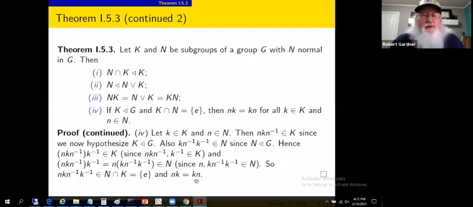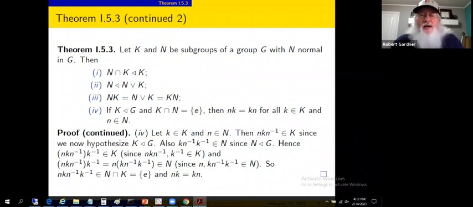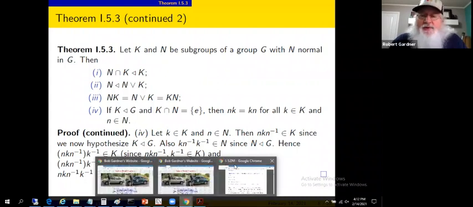That's the commutativity. We chose arbitrary k's and n's in the first line. We've drawn this conclusion, making big use of the normality hypotheses. And there's your commutativity with respect to those elements. Back to the notes.